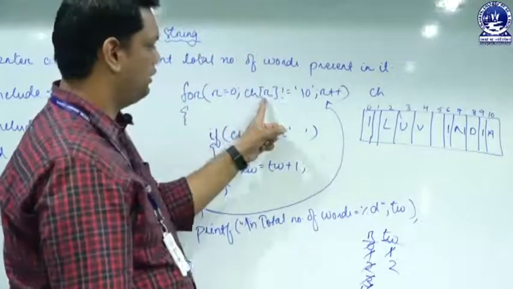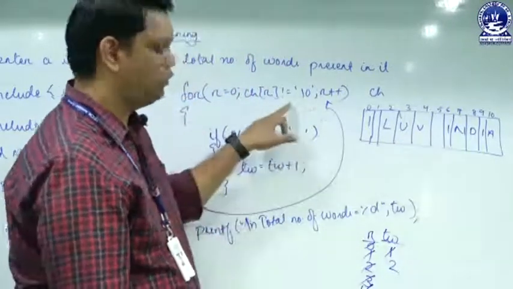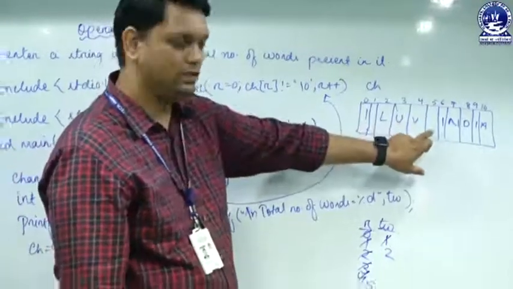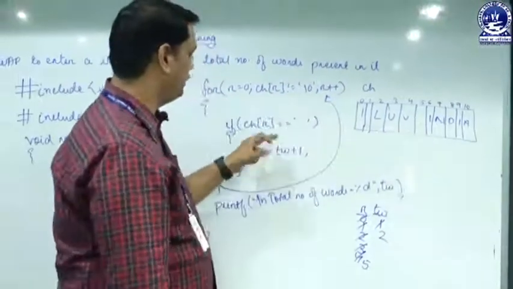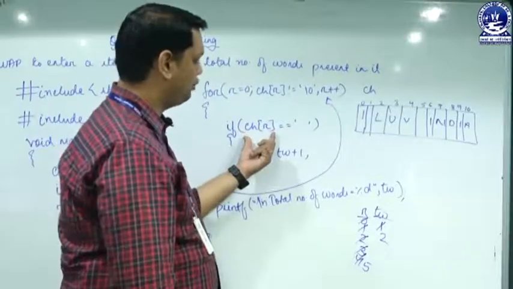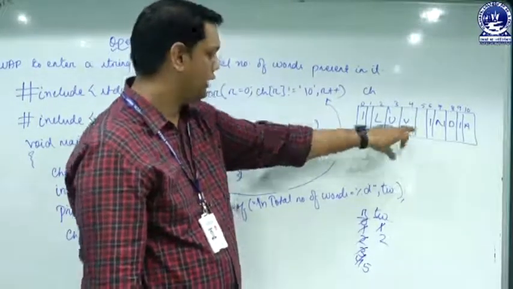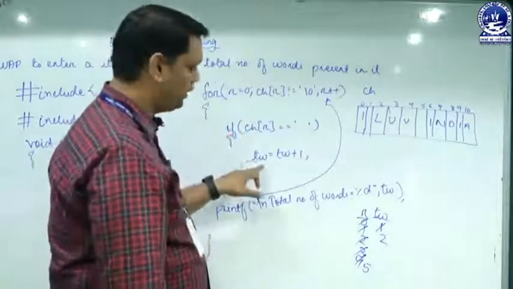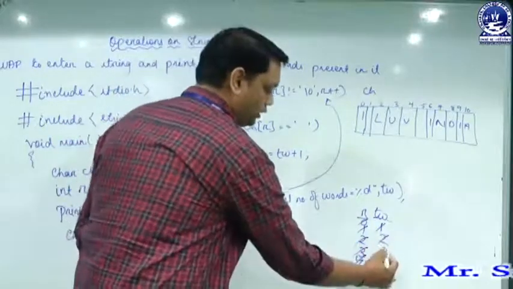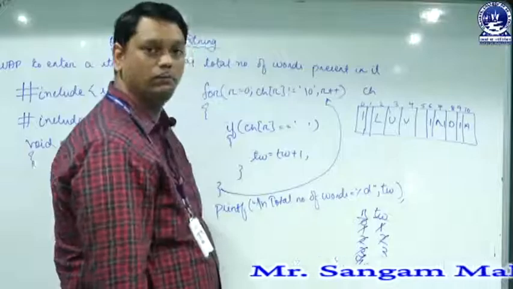So ch of r, that is ch of 5, is not equal to \0. No, blank space is not equal to \0. It will come over here. Ch of r, that is ch of 5, is equal to space? Yes, it is equal to space. So the condition will be satisfied. It will come over here: Tw equal to Tw plus 1. So the Tw value has been incremented to 3.